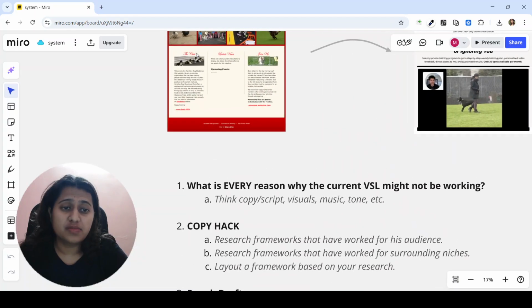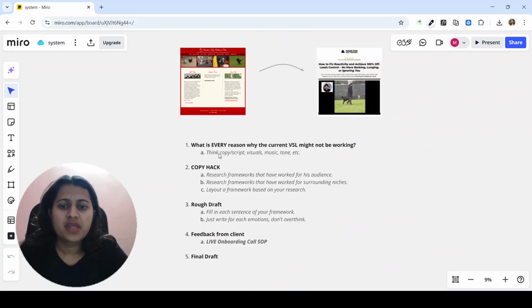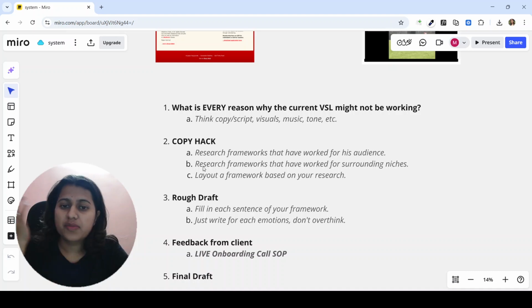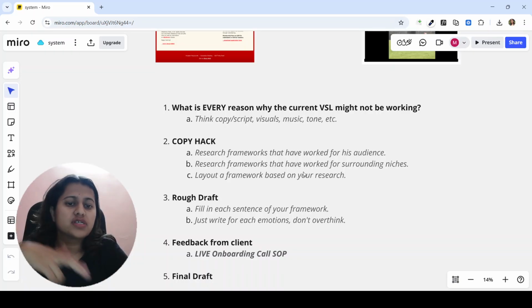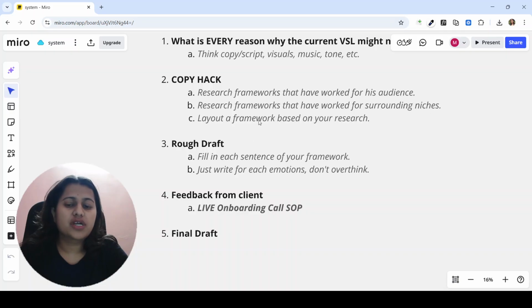There is no script. That wasn't a VSL itself, to be very honest. It had visuals and music, but no tone, nothing, no good copy. And the process of getting good copy is: research the frameworks that have worked for his audience, research the frameworks that have worked in surrounding niches like the competitors, lay out a framework based on your research, and then put out a draft.